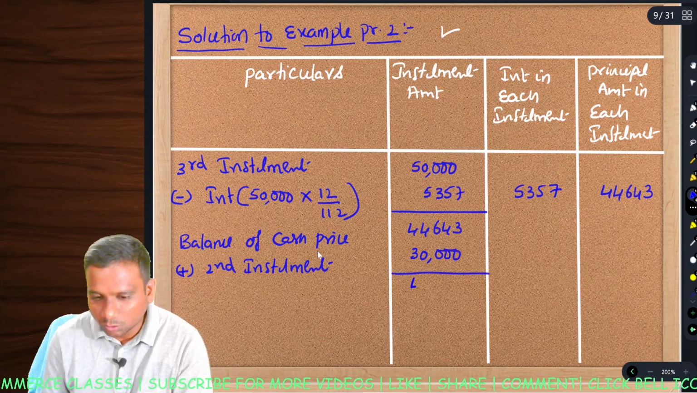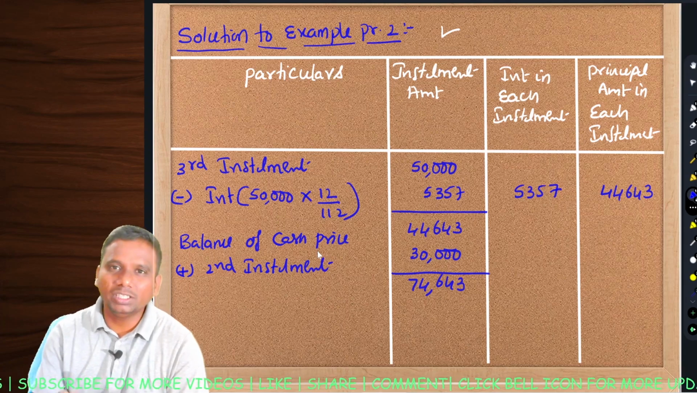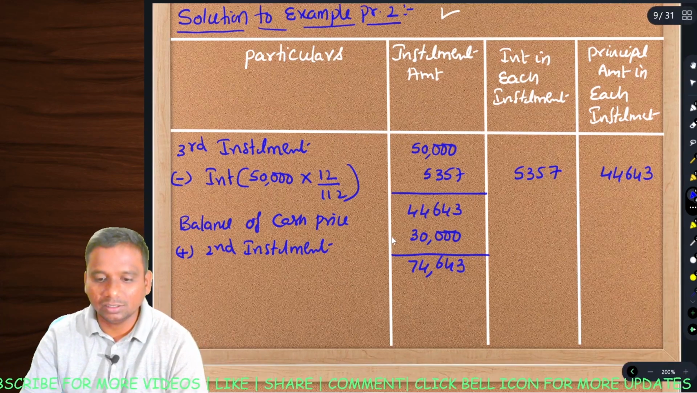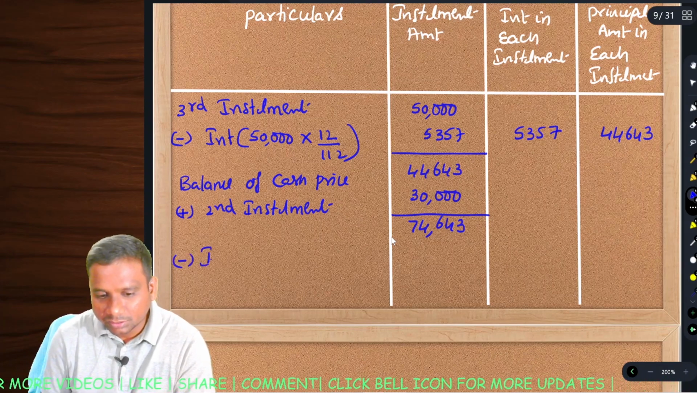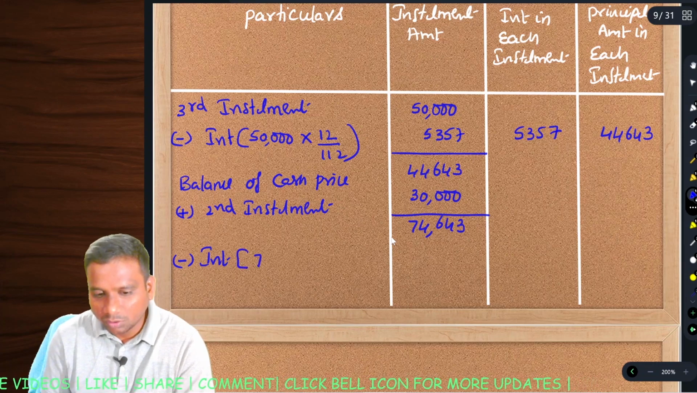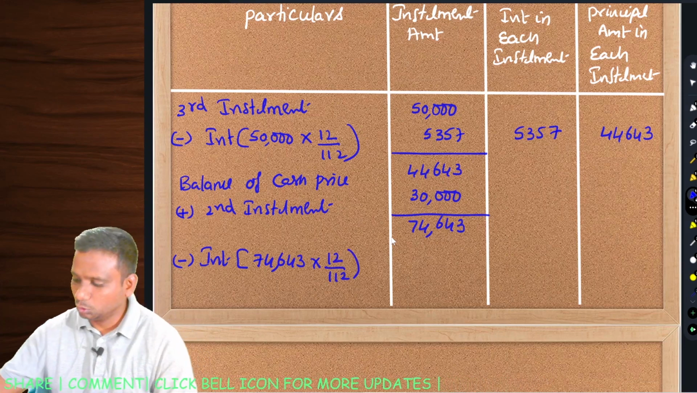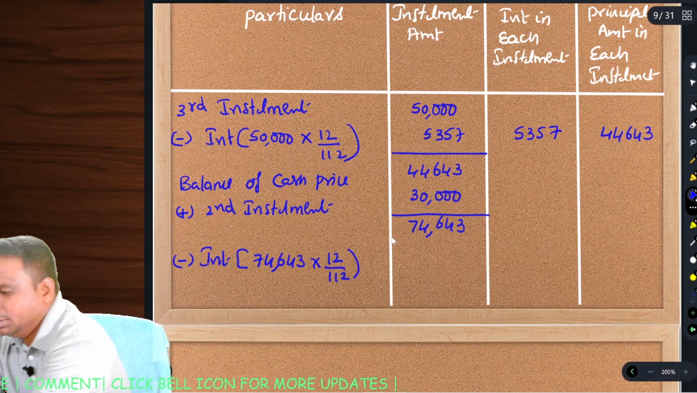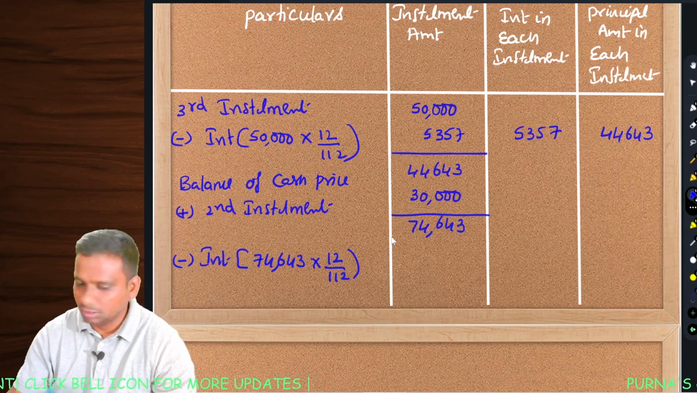30,000. Now, what is the total amount here? 74,643. Before making the second installment, including interest, this is the amount outstanding. Now, deduct interest. Installment amount 74,643 into rate by 100 plus rate. Do calculate. 74,643 into 12 by 112.